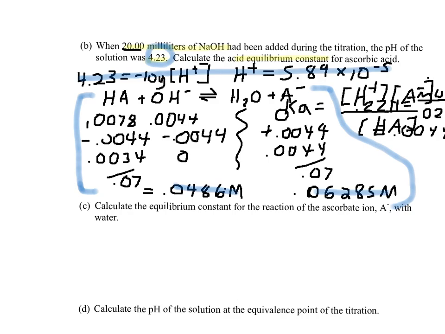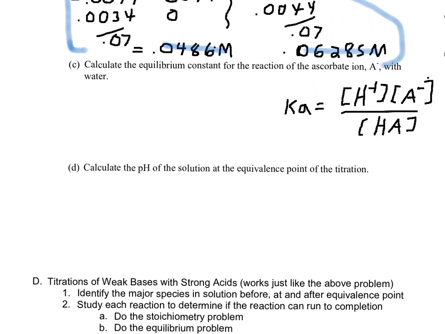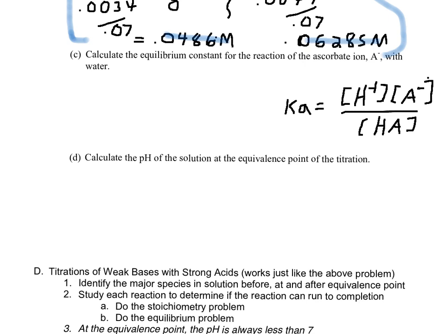The next part of our question is asking us to calculate the equilibrium constant for the reaction of the ion with water. This is pretty much asking us for the K value for the conjugate base, A negative. In other words, it's just asking us to solve for Kb.